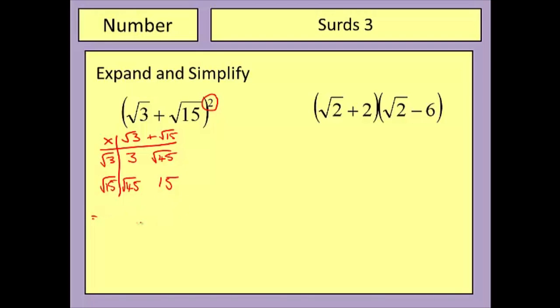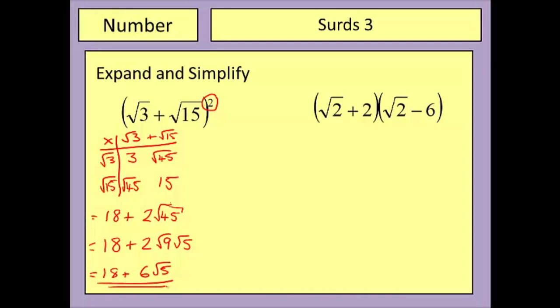So that means when I expand this bracket, everything I get out of it is 3 plus 15, which is 18, and I also get 2 lots of root 45. Now root 45, you'll remember from a previous video, will actually simplify. So this whole thing becomes 18 plus 2 lots of root 9 root 5. The square root of 9 is 3, so it becomes 18 plus 2 times the 3, which is 6, and then root 5 is left on its own. That's my answer fully simplified.